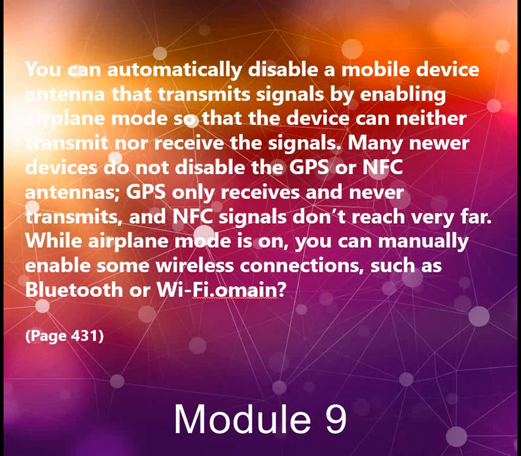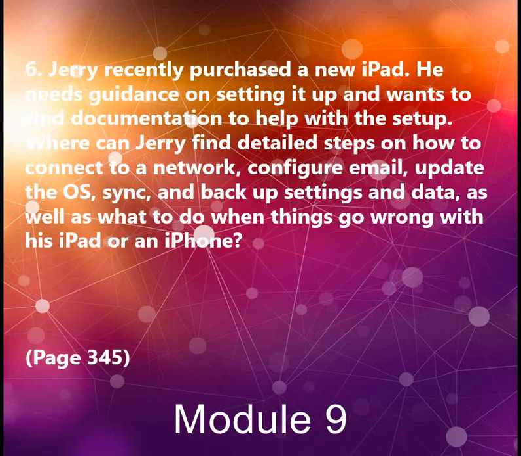So here, you could automatically disable a mobile device antenna that transmits signals by enabling airplane mode so that the device can neither transmit nor receive the signals. Many newer devices do not disable the GPS or NFC antennas. GPS only receives and never transmits, and NFC near-field communication signals don't reach very far. While airplane mode is on, you can manually enable some wireless connections, such as Bluetooth or Wi-Fi. This can be found on page 431. All right, so the correct answer for number 5 is airplane mode. All right, on to number 6.